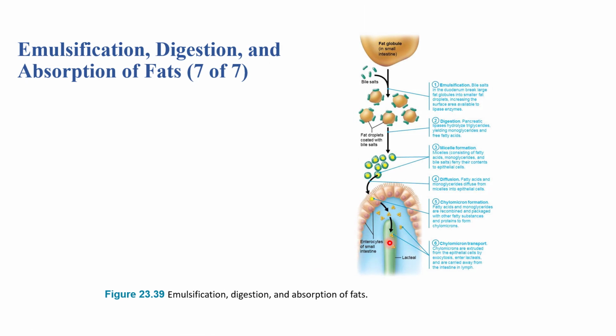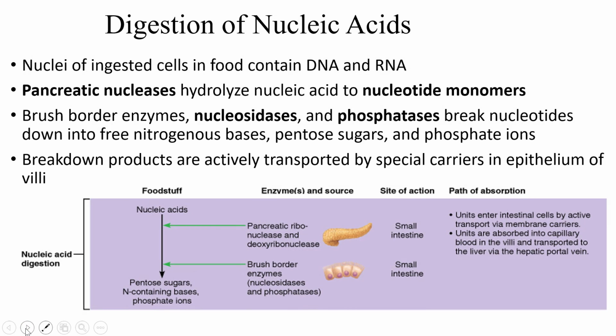And these chylomicrons, those triplet units right there, are extruded from the epithelial cells by exocytosis. They enter the lacteal. This tube here is the lacteal. It is actually a lymphatic duct. And they are carried away from the intestines via the lymph into the thoracic duct, and then into the left subclavian vein.